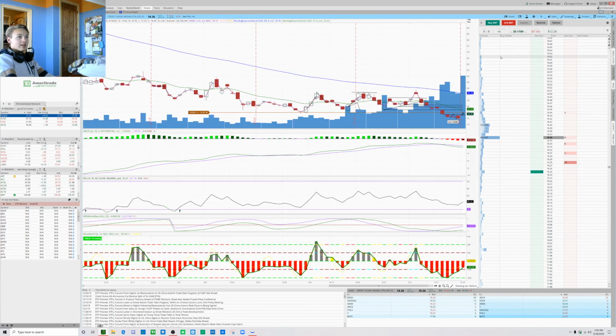You have to go to the day chart. The day chart can really help you. You can see that it's really choppy because it has so much volume to it.